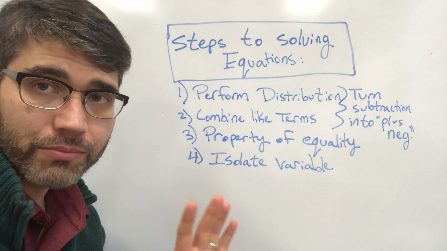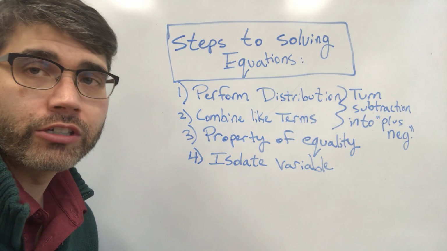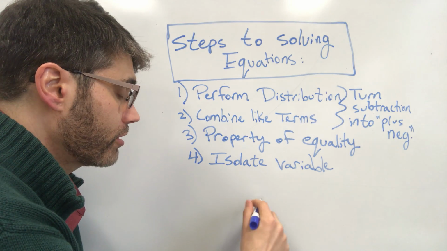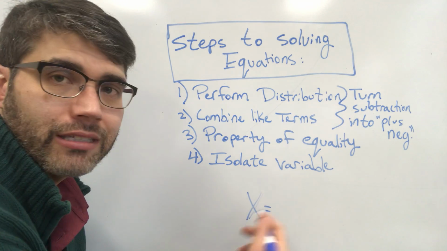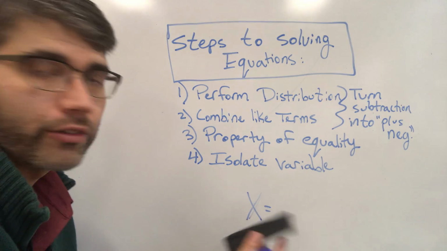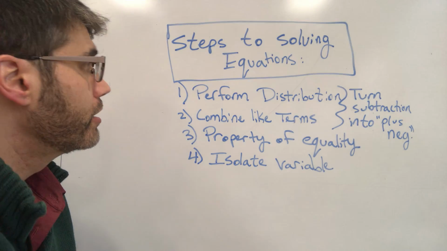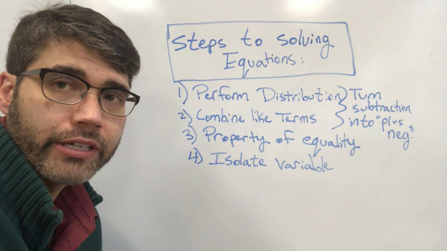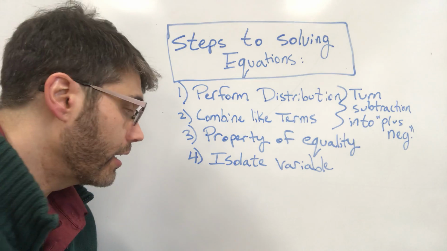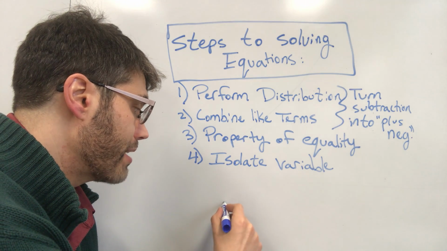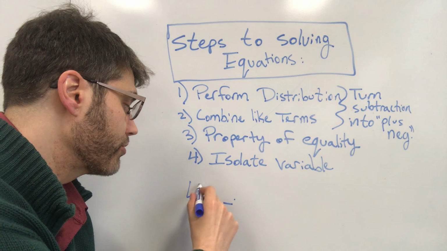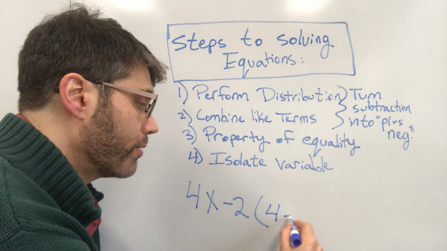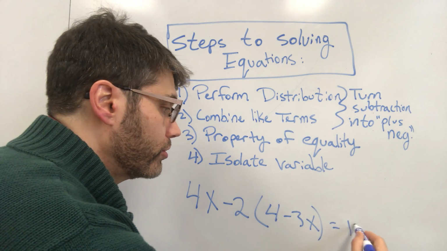So there's four steps that I would say generally you're going to do in this order in order to come to a final solution of, say, x equals something, right? Or whatever variable you're looking for. So the first thing to do is to perform any distribution that is in a problem. So let's say it was 4x minus 2 times 4 minus 3x equals 12.